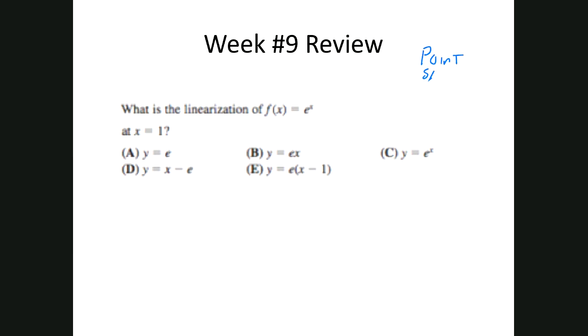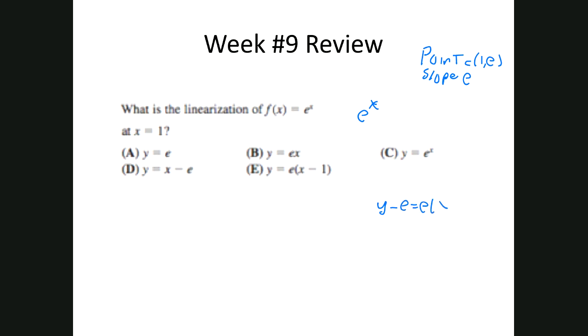Well, the point for this problem, we already know the x value is 1. If I plug 1 in here, e to the first is just e. So there's my point. If I need the slope, I just take the derivative of e to the x, which is e to the x. If I put 1 in here, this gives me e for my slope also. So my equation is y minus e is equal to e times (x minus 1).